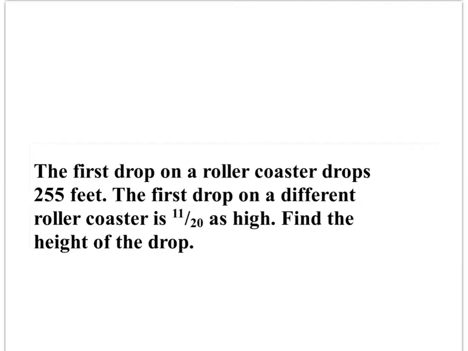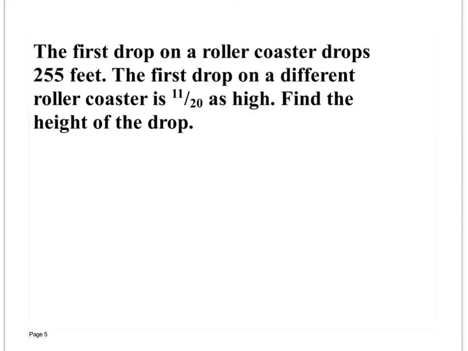All right, you need to write this down. It says the first drop on a roller coaster drops 255 feet. The first drop on a different roller coaster is 11/20ths of that. So we're going to find the height of the second roller coaster. What I do is I take 11/20ths of 255, which I can just multiply as a fraction. I make 255 a fraction by writing it over 1. So I have 11 over 20 times 255 over 1.